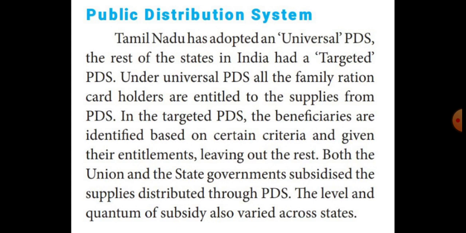Okay, then in targeted PDS, the beneficiaries, that means some particular persons, the poor people alone, get the benefits, but in universal PDS, all the family ration card holders are entitled to the supplies from PDS. Then our Indian Parliament passed NFSA. Students, in which year did our Indian Parliament pass NFSA? Very good. 2013.